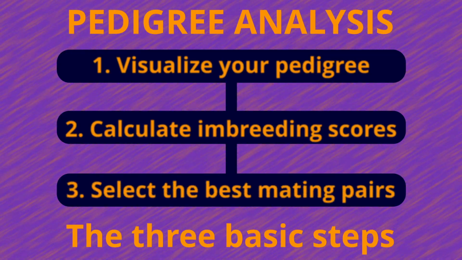Now that we know what a good inbreeding score is, we want to predict the inbreeding score of different potential new matings. All things being equal, we would choose the breeding that gives us the lowest score.